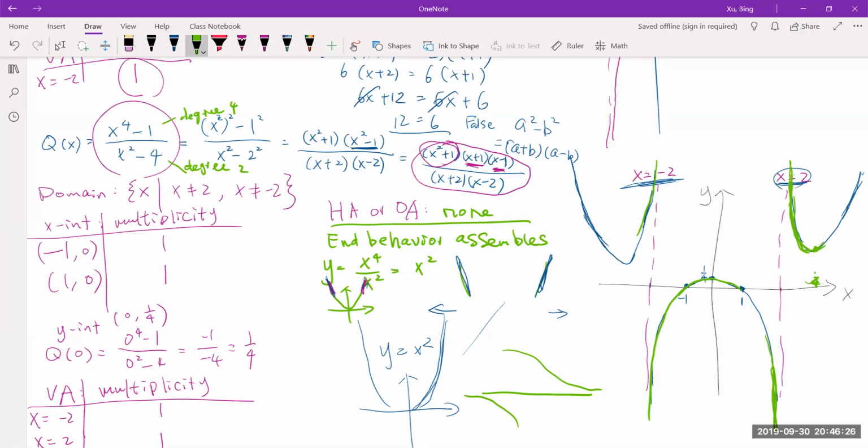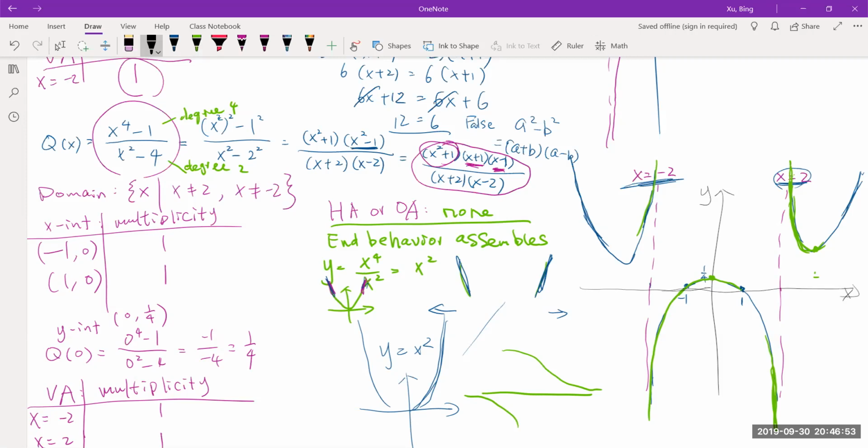So it is possible for a graph to have a vertical asymptote and a y-intercept of 1/4, but the graph is going below 1/4, but it won't touch the x-axis. Am I making sense here? It is possible. I'm not sure for this. What am I doing? I erased something important.